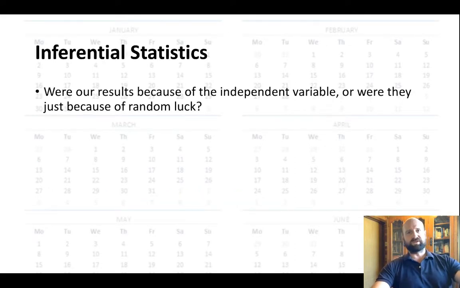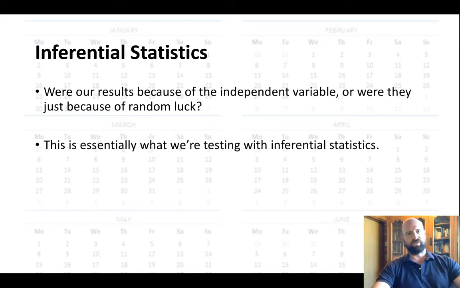Were the results because of the independent variable? Did when you were born have an effect on the T-Rex game? Or was that difference just because of luck? Right? And that's essentially what we're testing with inferential statistics. Was it just random? Right?